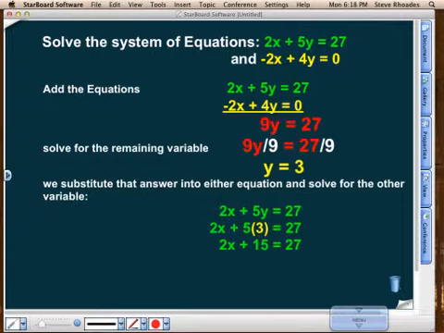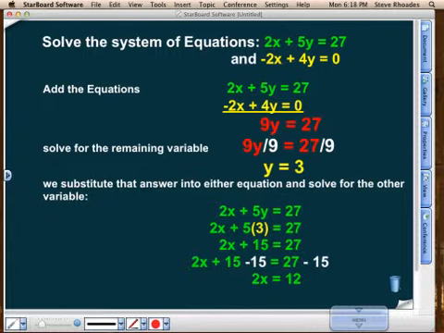Now, basic algebra, added 15 here. In order to get rid of that, I want to subtract 15. I've got to do it from both sides of the equation to keep it balanced. These things are going to cancel here. So I'm left with 2x on that side equals 12. It's 2 times x equals 12.